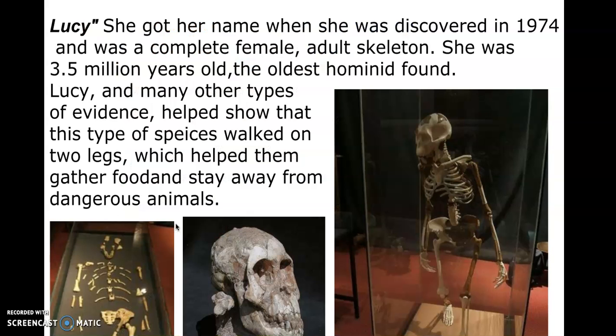Lucy. She got her name when she was discovered in 1974 and was a complete female adult skeleton. She was 3.5 million years old, and she is the oldest hominid found. Lucy and many other types of evidence help show that this type of species walked on 2 legs, which helped them gather foods and stay away from dangerous animals.